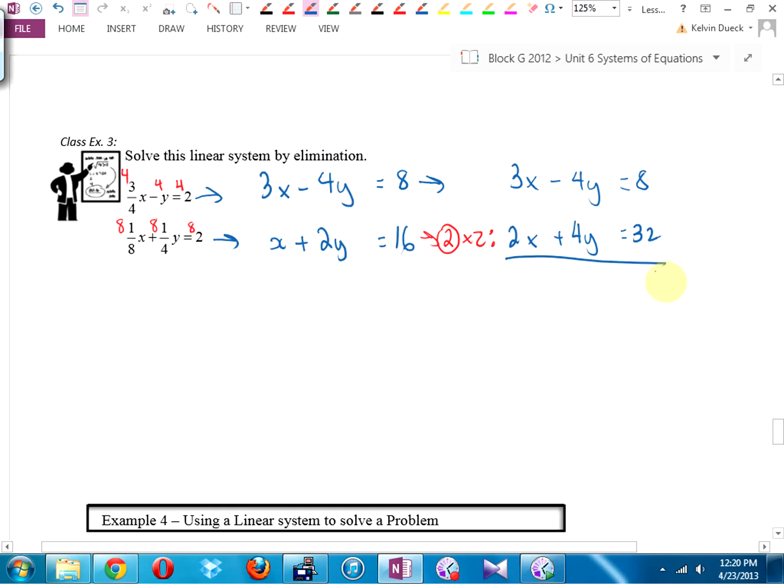Add. When I add, what am I going to get? 3x plus 2x. What happens to the y's? They eliminate. 8 and 32, 20. In fact, can you do this in your head? Can you already tell me what x works out to? See it? 8.